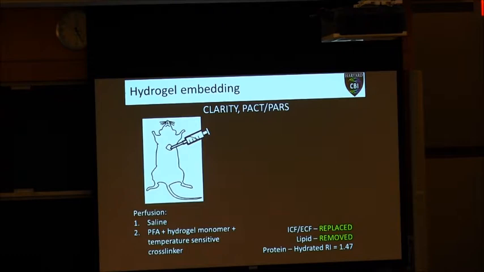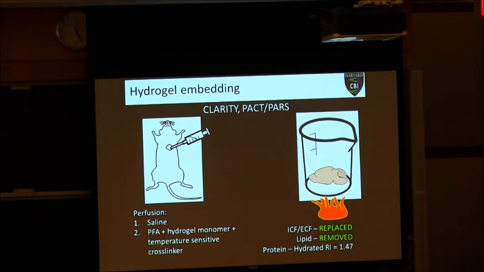So with the hydrogel embedding techniques, what you're doing here is you're taking your sample. This can either be done during perfusion with a whole animal, or you can do this just after you have a tissue excised. But you're basically embedding that tissue in a hydrogel solution. The hydrogel is usually acrylamide. You're putting that in with some paraformaldehyde that cross-links all the acrylamide monomers with your protein that's in the sample. And then you add in a temperature-sensitive cross-linker, which when you heat up your sample, causes all that acrylamide to cross-link, and then you have your sample embedded in this nice gel.